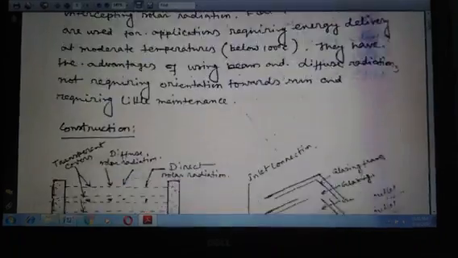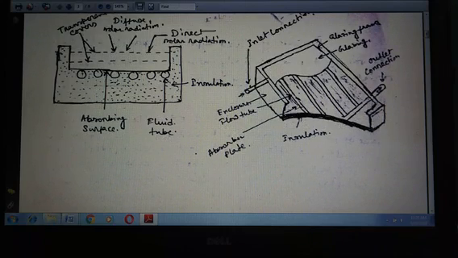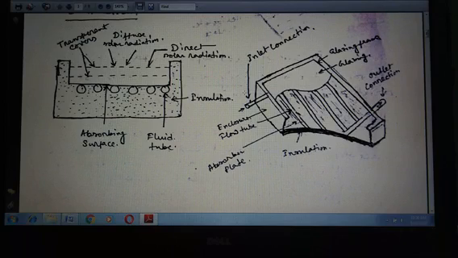Now, the construction. So, this is the case, and these holes are the fluid tubes through which the collector fluid passes, this layer is the absorbing surface, and these are the heat insulation. And here are different types of radiation: direct solar radiation and diffused solar radiation, and these layers are transparent covers.